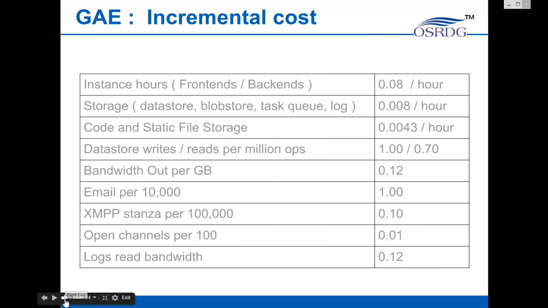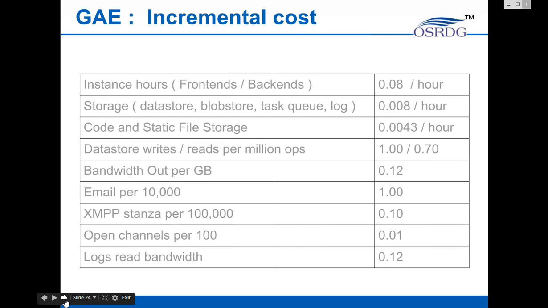Incremental cost. The overall design philosophy is such that at near zero or very little cost you can get started, but what is equally important is what the incremental cost is going to be. Instance hours, you'll find that if you go beyond the free limit, it is 0.08 dollars. Then storage 0.008, code and static file storage 0.0043, and data store writes and reads per million operations $1. Then, how much does it take for writing a simple entity? It may be 15 to 16 write operations.